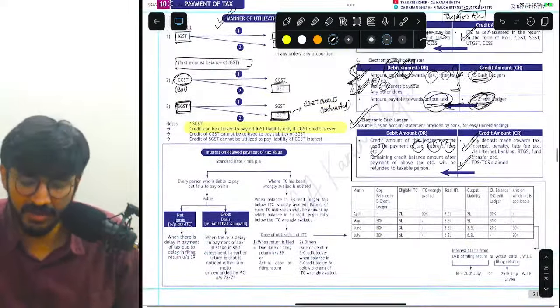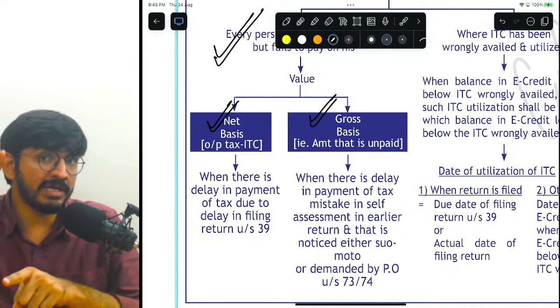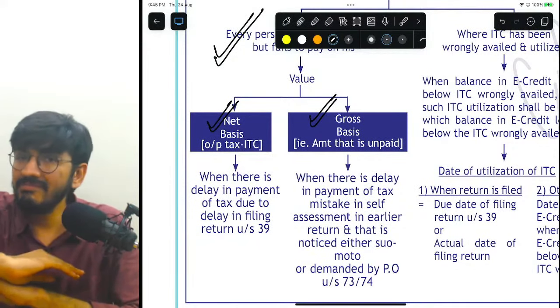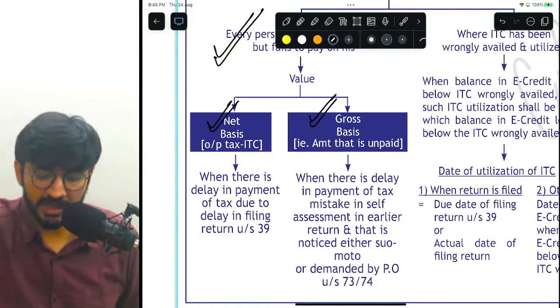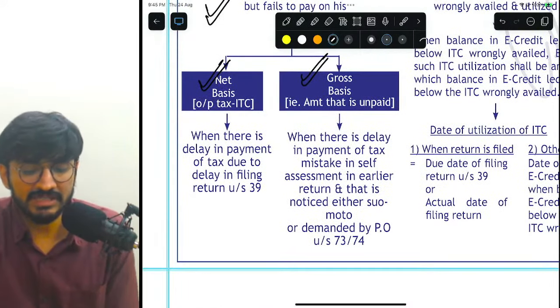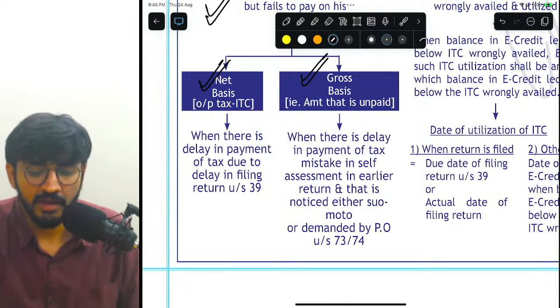Is that very clear? Yes. So the interest will thereby also be payable on the net amount, at 18%. And 18% is the standardized interest rate. Understand, my dear friends, that initially there were two interest rates, one is 18, one is 24. But now it is simple, there is only 18%. Now, what is the second, gross basis, amount that is unpaid?